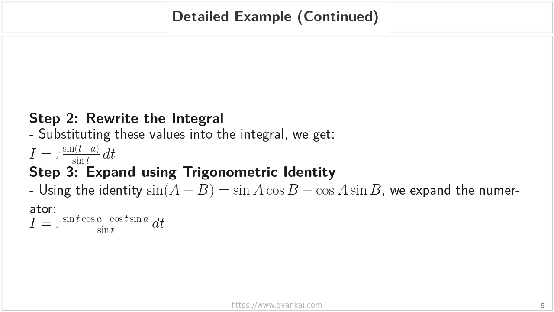As you recall from the previous slides, we were tackling the integral of sine x over sine of x plus a, and we began a substitution to simplify things. Detailed example continued.